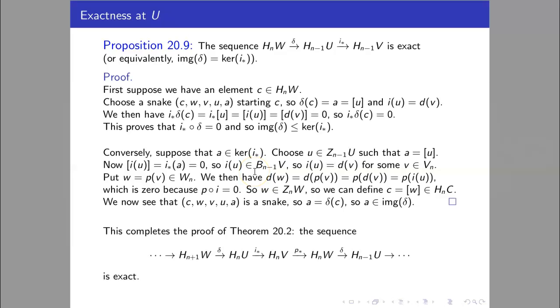The previous slide proved exactness at W, and then in a previous video, before we even bothered to introduce the definition of delta, we were able to prove that the image of I lower star is equal to the kernel of P lower star. In other words, that's exactness at V. So now we've checked exactness everywhere, and that completes the proof of the snake lemma.